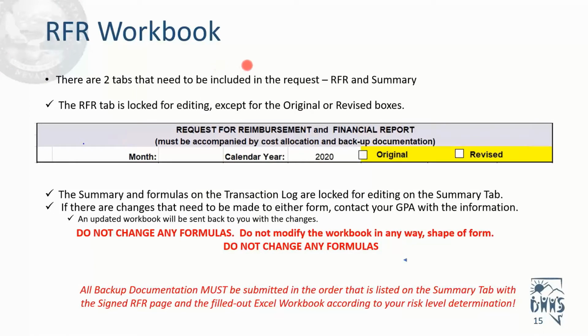Okay, so to review, there are two tabs, the RFR and the summary. The RFR tab is locked for editing, except for the original or revised boxes. The summary and formula and the transaction log are locked for editing. There again, we're going to stress, any changes need to be made, contact your GPA. Do not change anything. Yara stressed it, and we're going to stress it again. People ask us all the time, please unlock the workbook. We cannot do that.